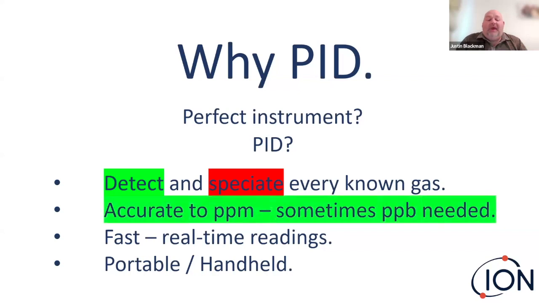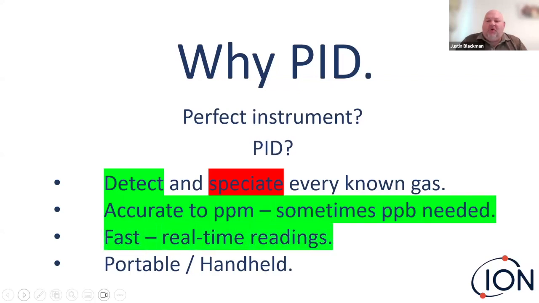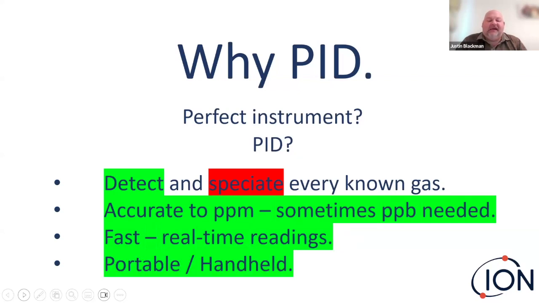So we are accurate to ppm and sometimes ppb. PID does that great. We are also fast, real time, almost real time, a couple of seconds response time for most handheld PIDs. And PID is also portable, handheld, very small, lightweight. So we could argue we've got 3.5 out of 4 yeses from a PID instrument, which is better than a mass spectrometer. So that is why we are really using PID. It fits most of our wish list.